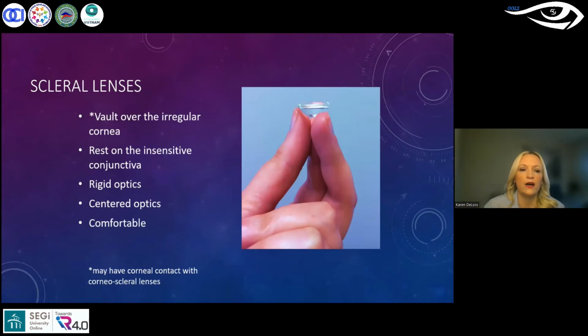Scleral lenses, we've seen, at least in the last decade or even more, that these have become an increased use for all types of patients. The advantages are it vaults over the irregular cornea. It rests on the less sensitive tissue, on the conjunctiva. It still has the same optics as a gas permeable corneal contact lens, and centered optics, and again, more comfortable because you're sitting on the conjunctiva, which is less sensitive.